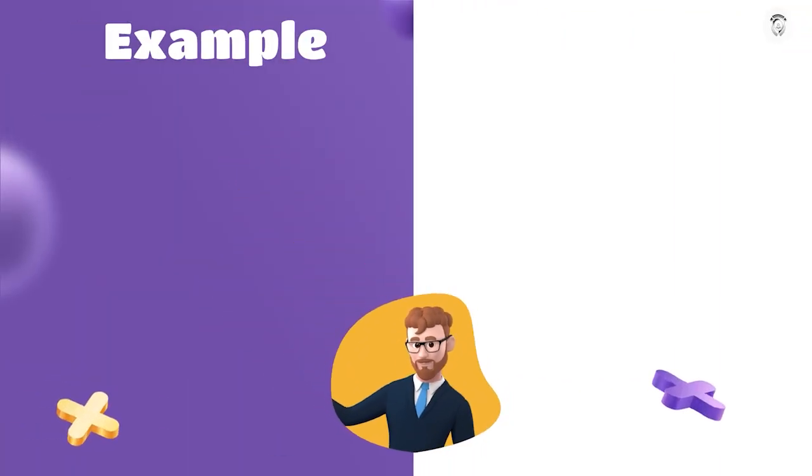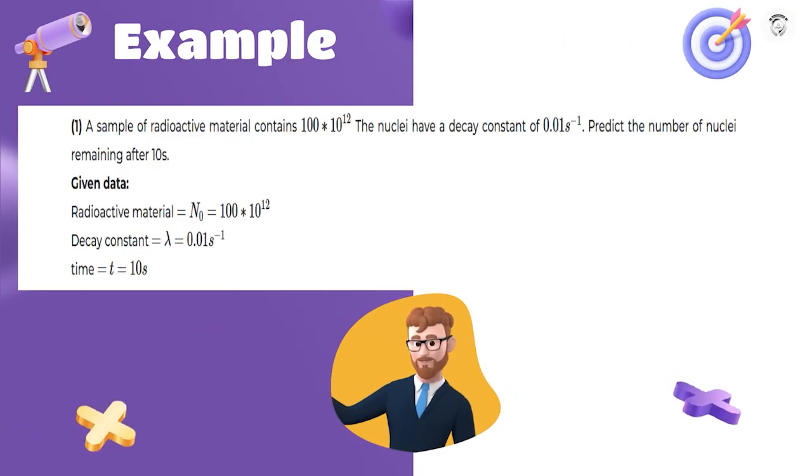Now let us see an example of how you are going to solve a few questions from this part of physics. A sample of radioactive material contains, for example, 100 times 10 raised to the power 12 nuclei, with a decay constant of about 0.01 per second. You have to predict the number of nuclei remaining after 10 seconds. So you know what they have given us: a radioactive material with 100 times 10 raised to the power 12 nuclei.